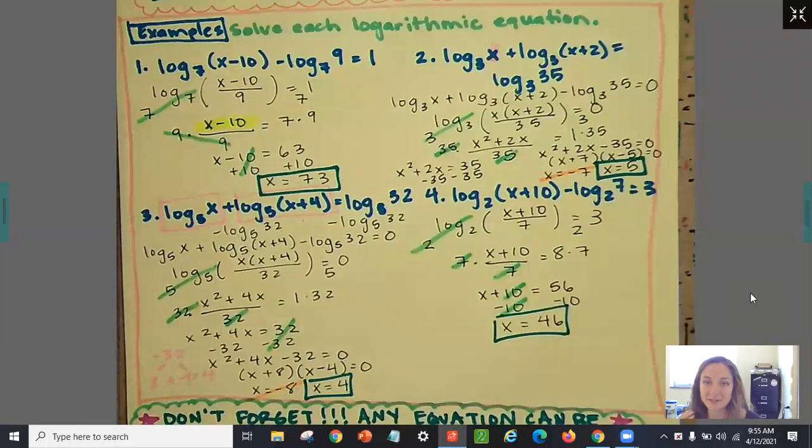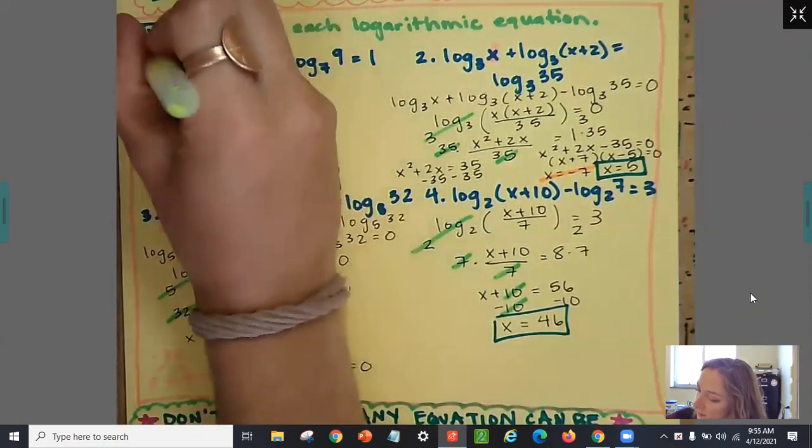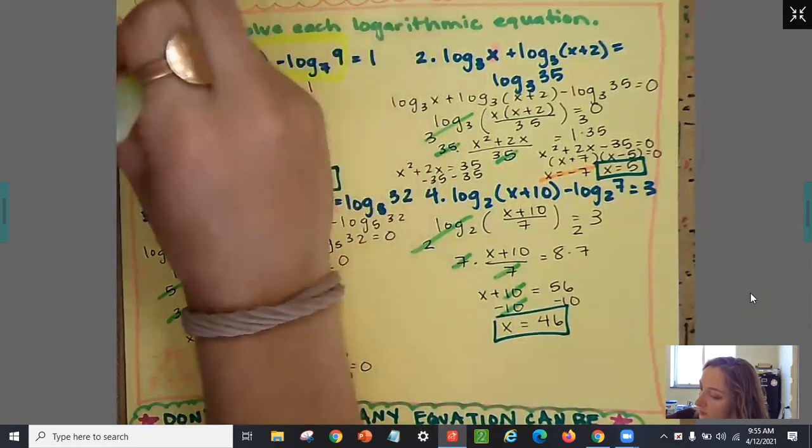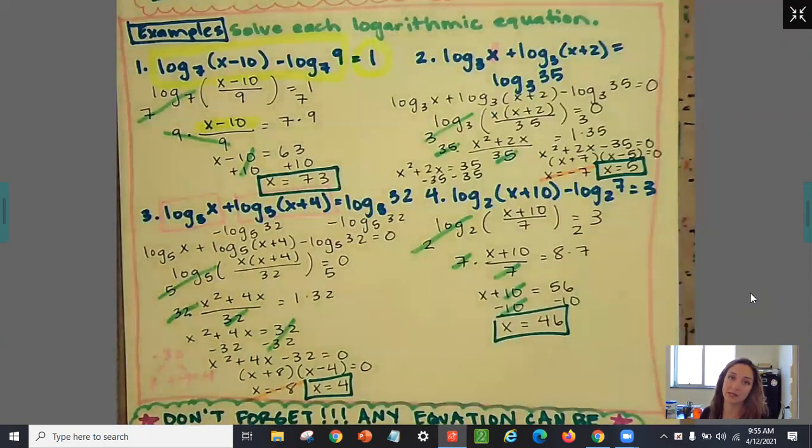Hello everyone, in this video I just want to show you that you can use Desmos or a graphing calculator to solve any of these problems. So what we're going to do is go to Desmos, type in the left hand side into one blank, then type in y equals 1 into the right hand side. I'm just making these two separate equations, and I'm going to find their intersection and it should give me my answer, which is positive 73.